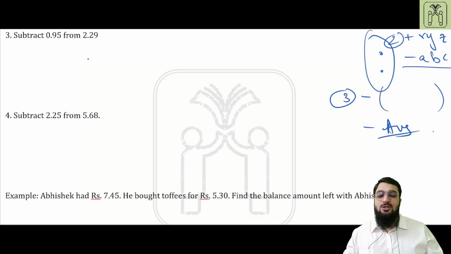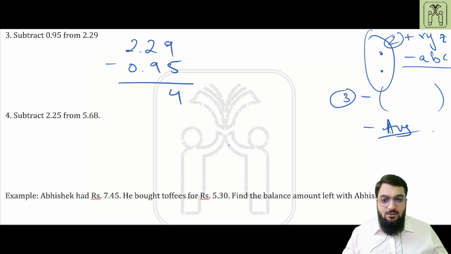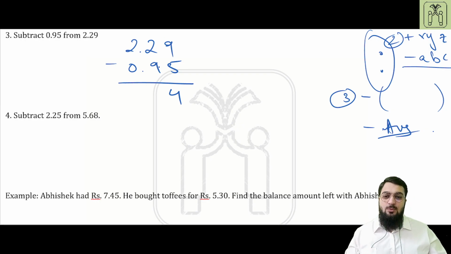Now coming to question number 3, from 2.29, 0.95 will be subtracted, and 9 minus 5 is 4. Again, 2 minus 9 is not possible, so it will become 12 and this will become 1, so 12 minus 9 will become 3. The point will be added aligned with the question, 1 minus 0 will be 1, and 1.34 will be the answer with a plus.